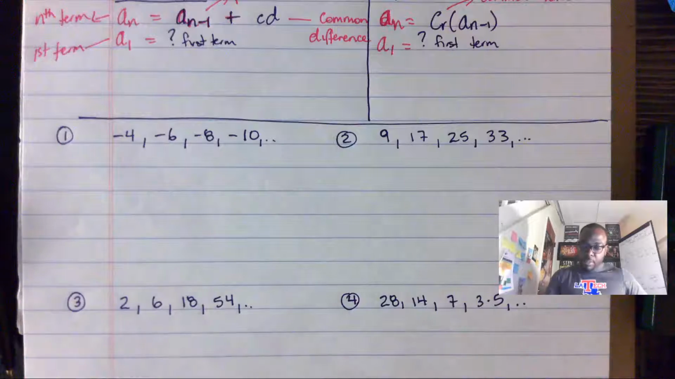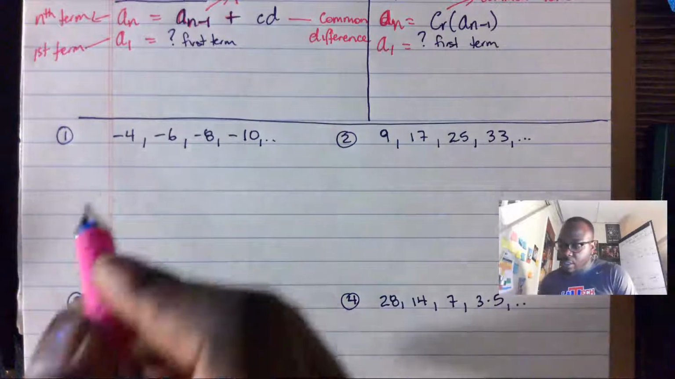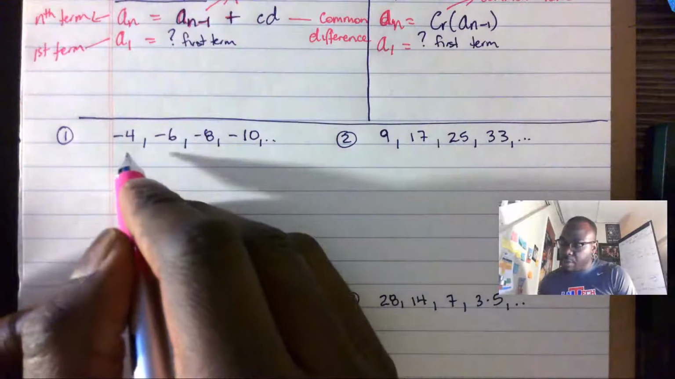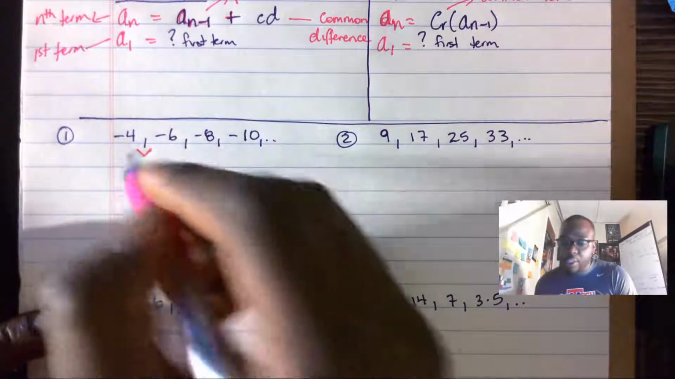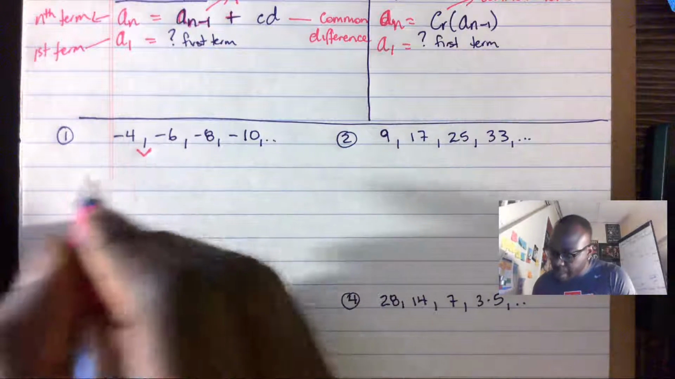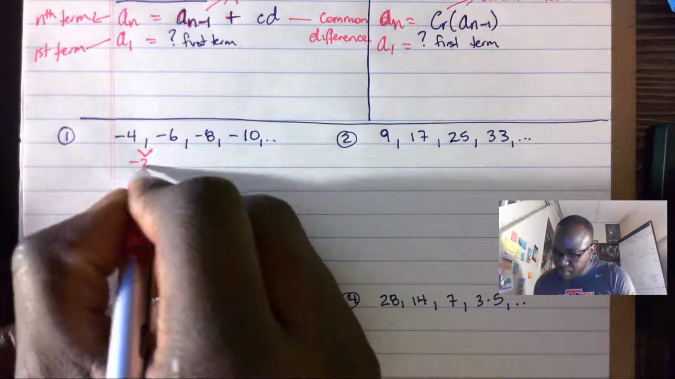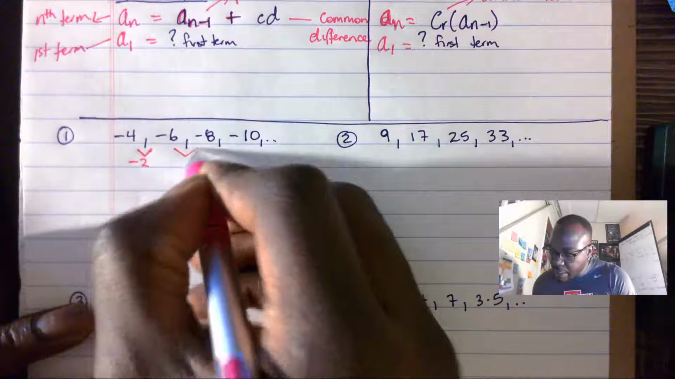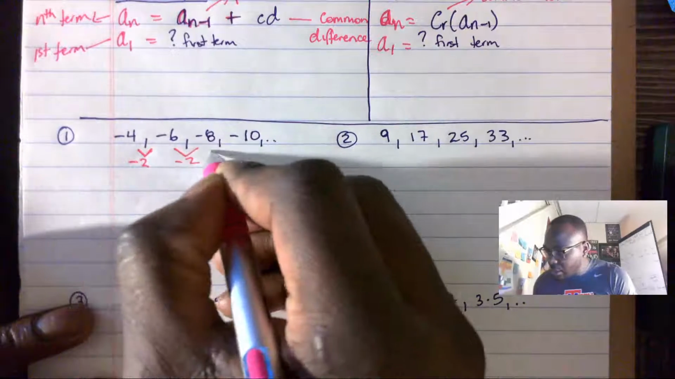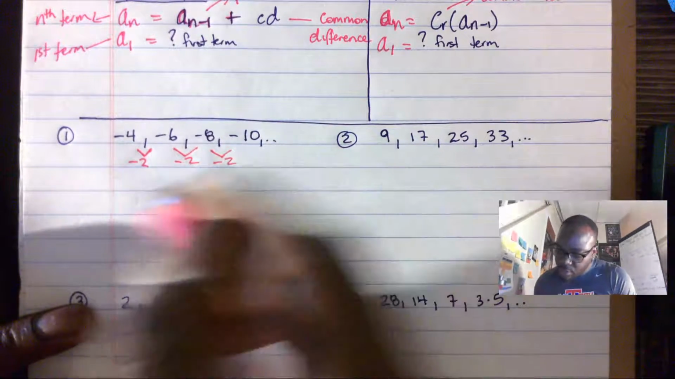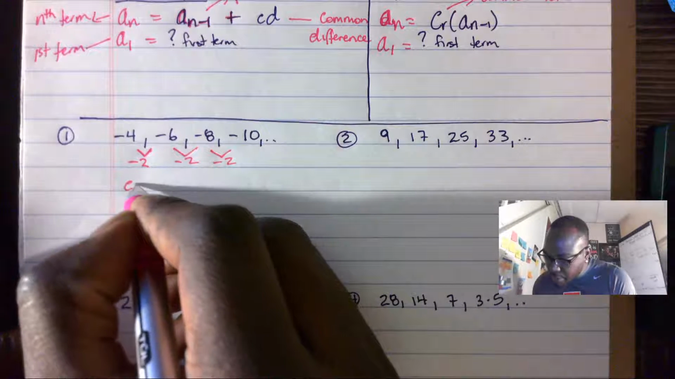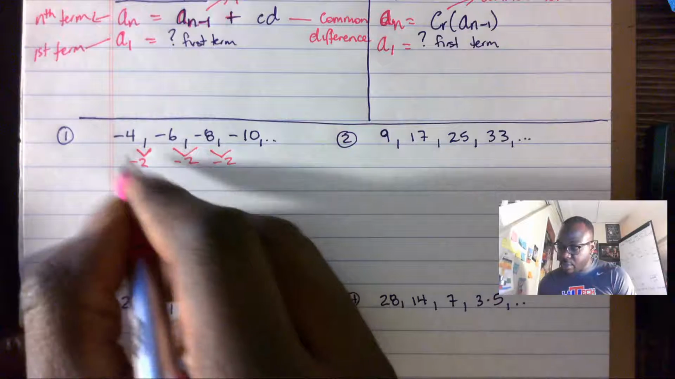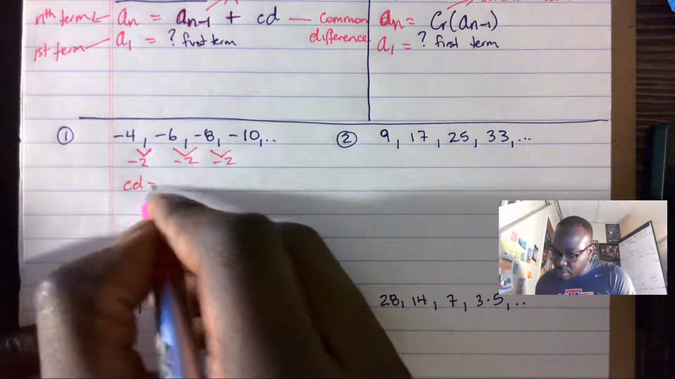The first problem we're going to look at: I want to see how it changes from my first to my second term. I realize that from my first to my second term, they subtracted 2. Same thing happened here, they added -2. And the same thing happened, -2. So I can say my common difference, it's a common difference because they add, is equal to -2.